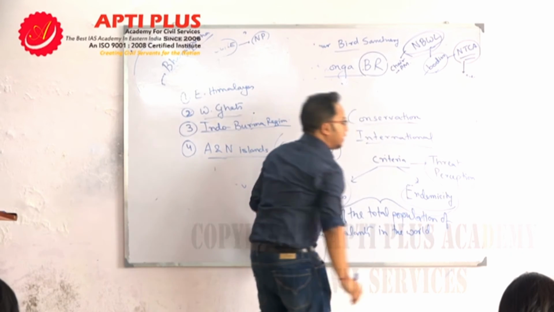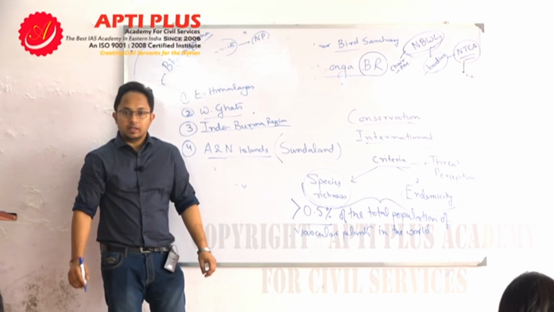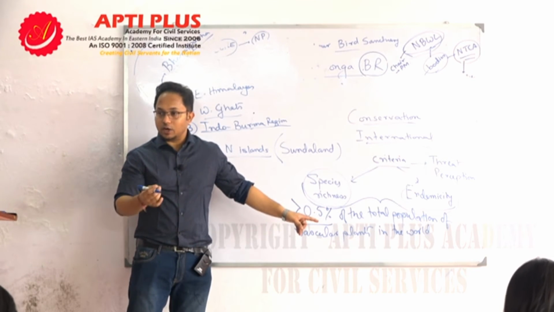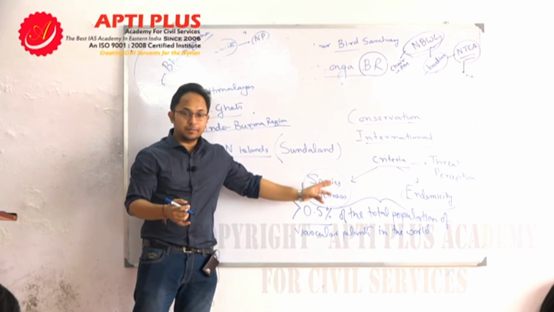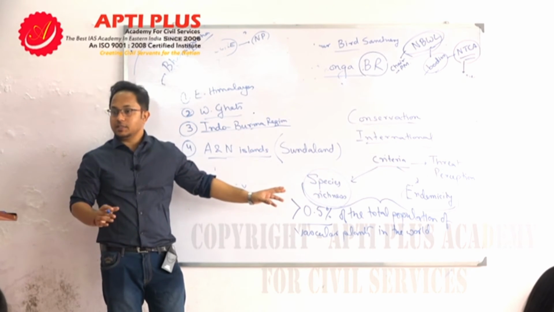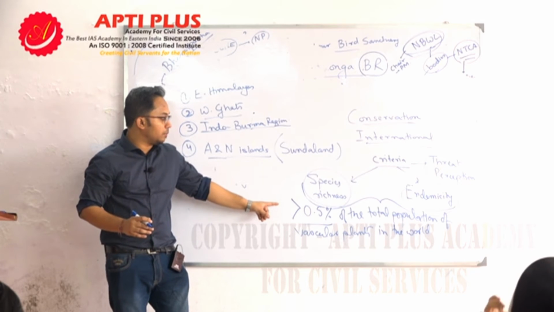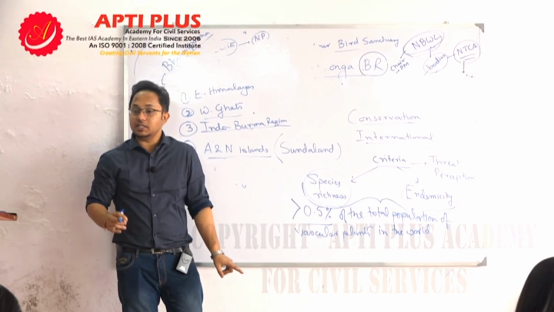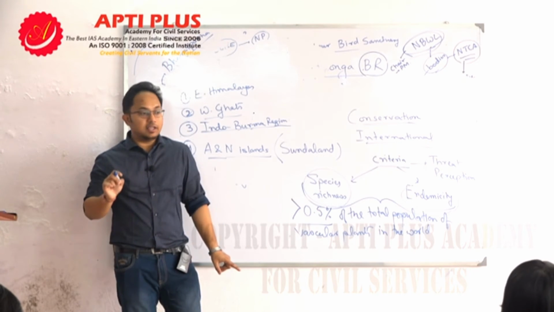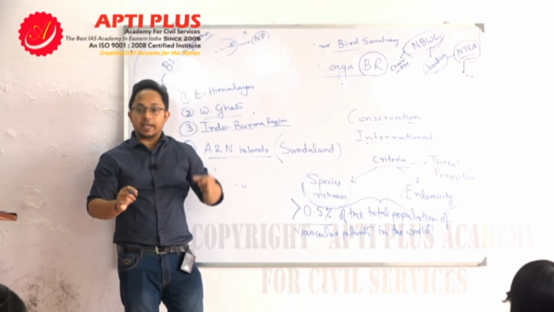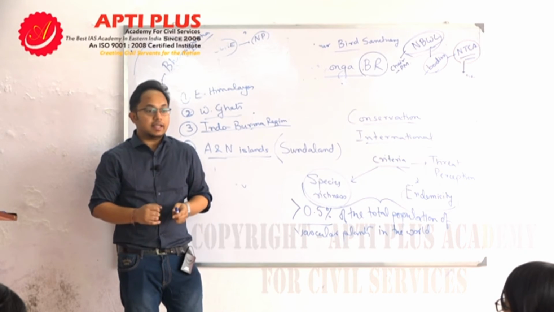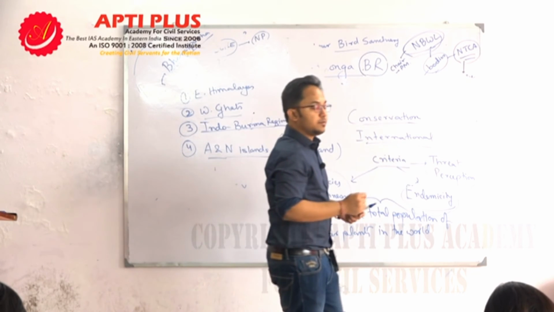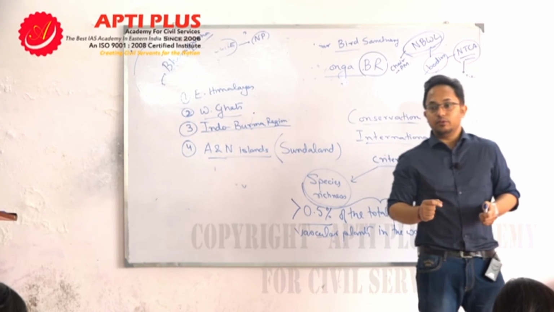What do we understand by the term vascular plants? I'll repeat. Species richness or endemicity, but how do I understand how much richness or what should be the endemicity for a particular area to be declared a biodiversity hotspot? That area should support greater than 0.5% of the total population of vascular plant species in the world. Vascular plants are those plant species which have xylem and phloem vessels. तो ऐसे plants को हम लोग vascular plants बोल सकते हैं.